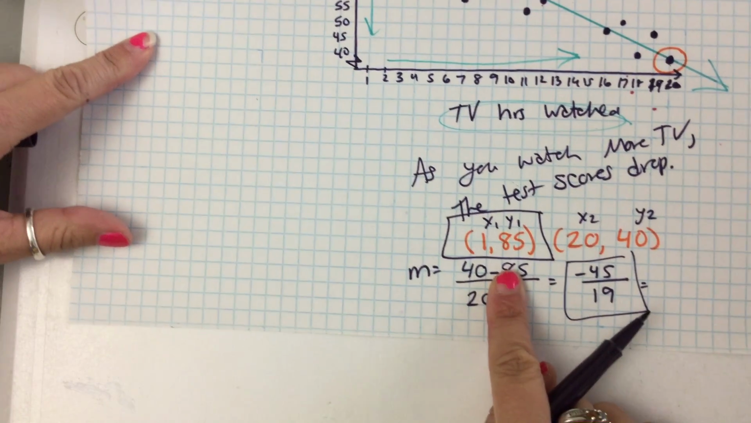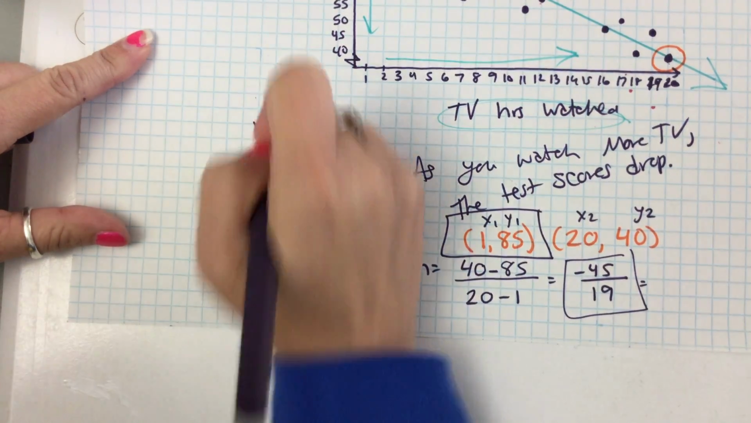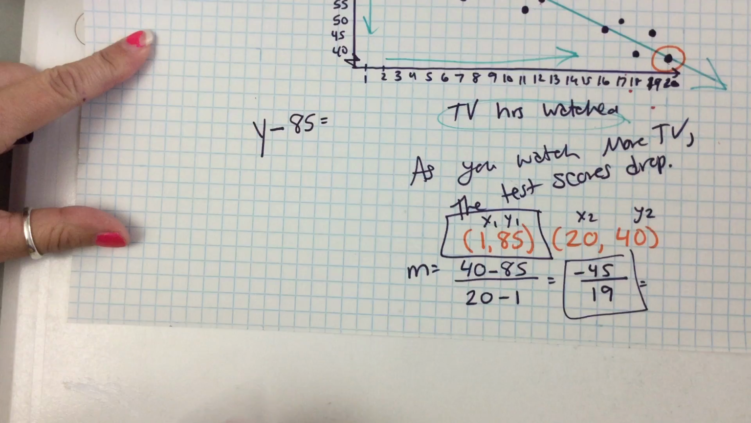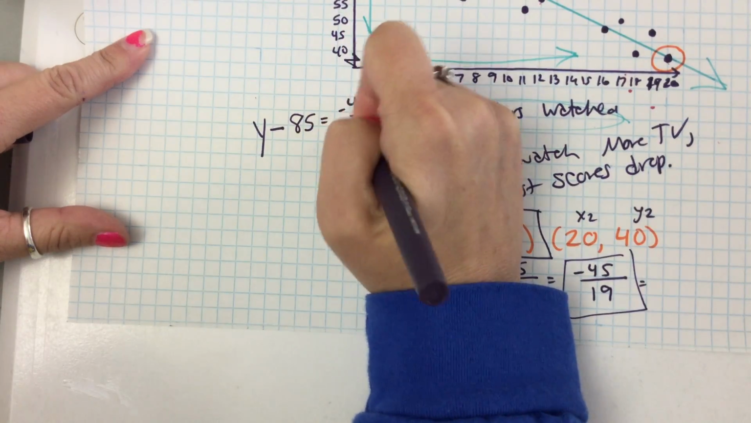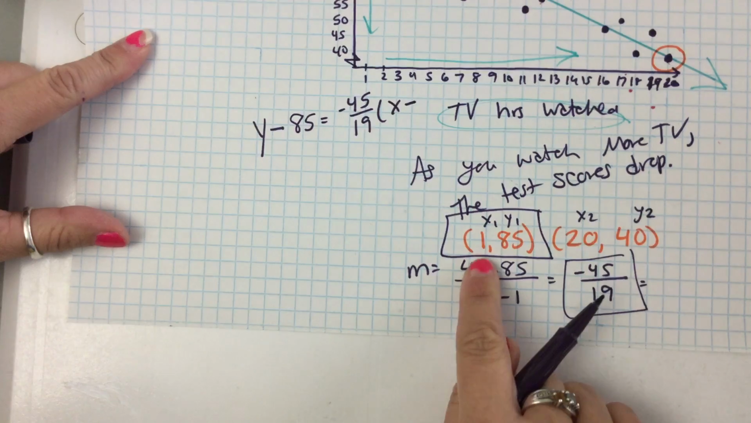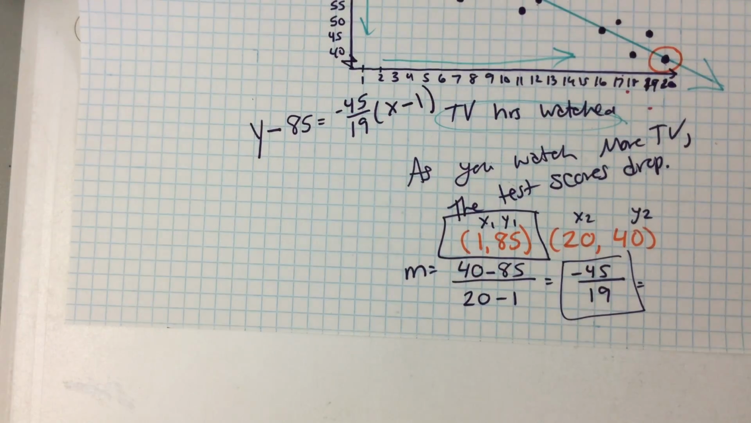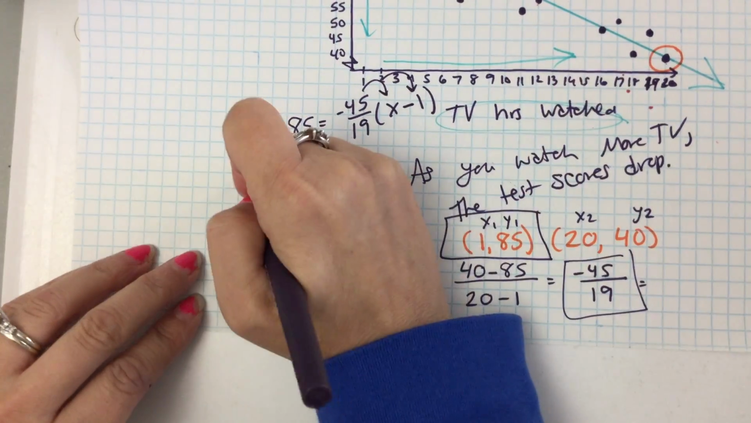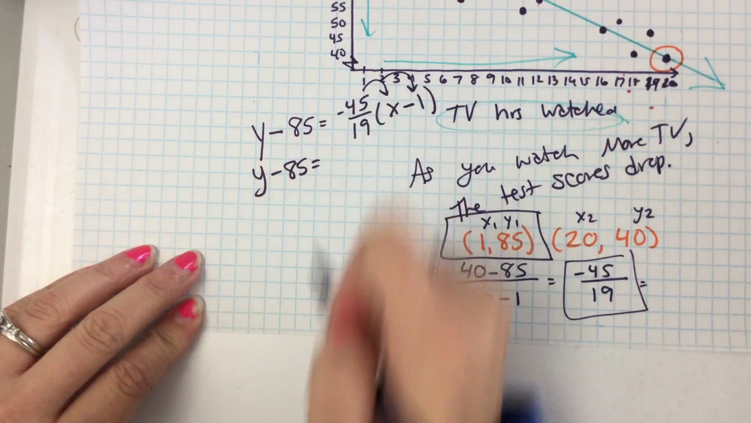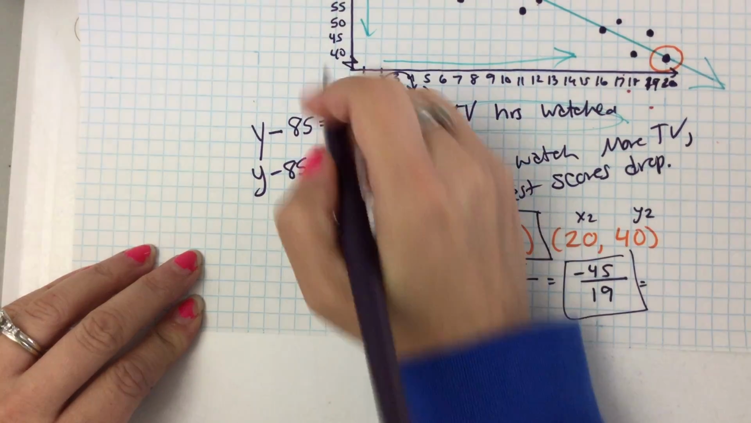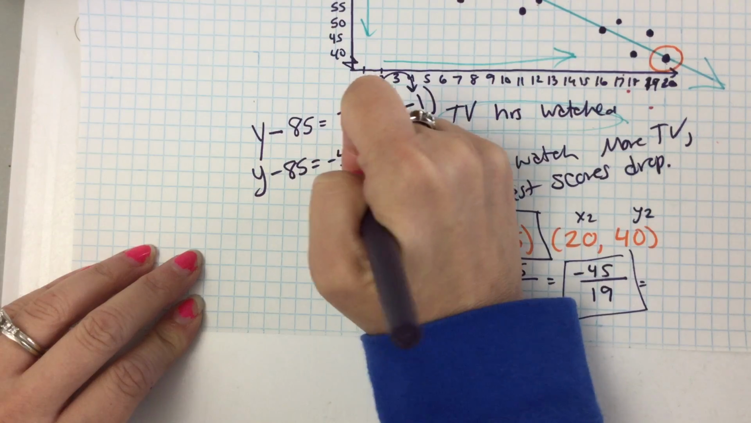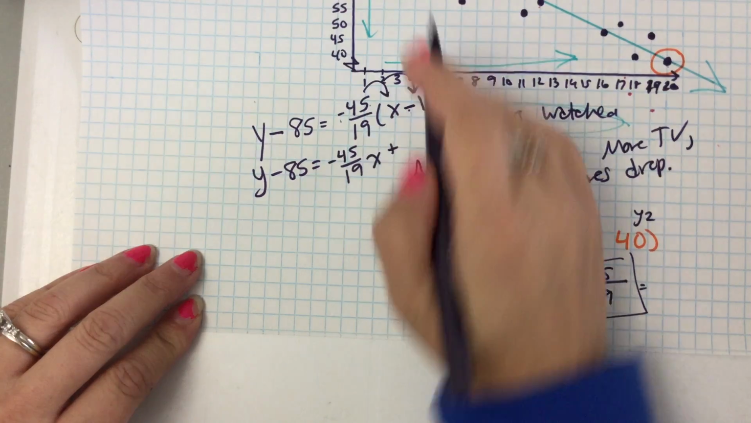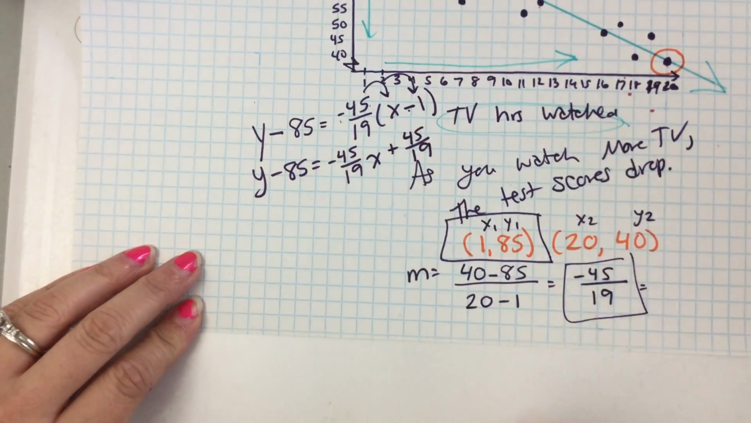Then we have to go to point slope form. So it's y minus the y value from the ordered pair you selected equals m, you should have calculated a slope, times x minus the x value from the ordered pair you selected. Okay, so going back to that point slope form, now we go ahead and distribute. So y minus, for me it's an 85, equals negative 45 over 19 times x is negative 45 over 19x. Negative times a negative is a positive. 45 over 19 times 1 is 45 over 19.